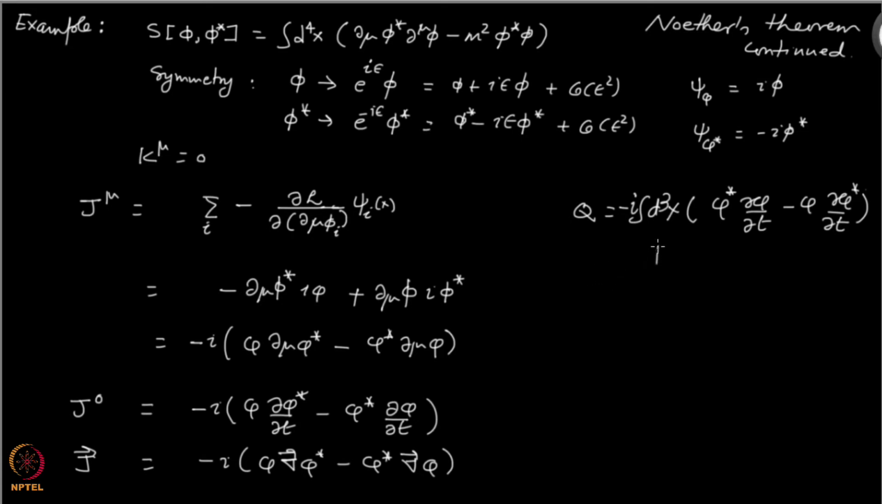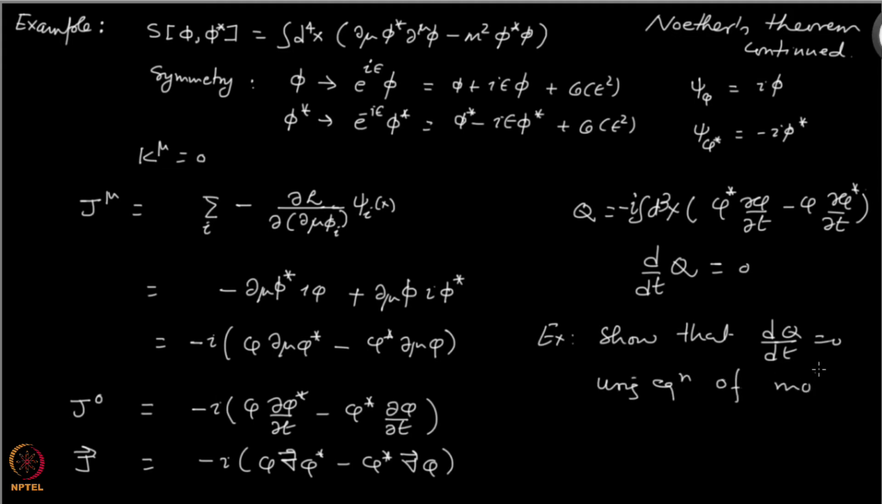and you know that dQ over dt should be 0. Okay, but it will not be 0 for any field configuration. It will be 0 for field configurations which satisfy the equations of motion, right? So show that indeed you get dQ over dt to be 0 upon using equations of motion. Okay, that you should do, and equations of motion are simple in this case.